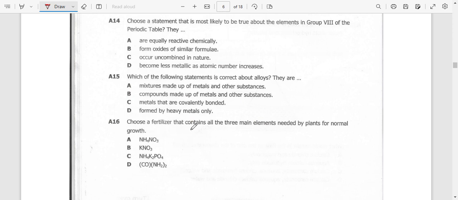16. Choose a fertilizer that contains all the three main elements needed by plants for normal growth. All the three elements needed by a plant for normal growth. Which one do you think?